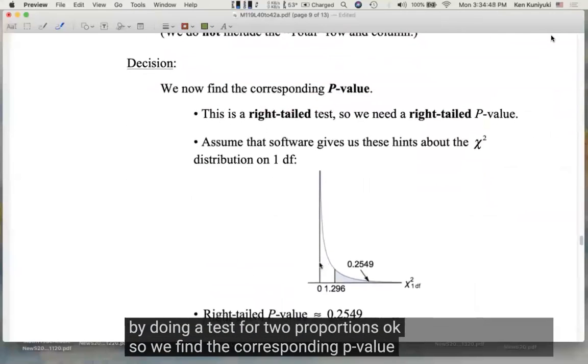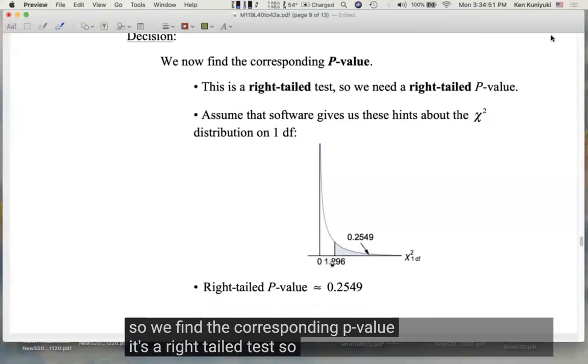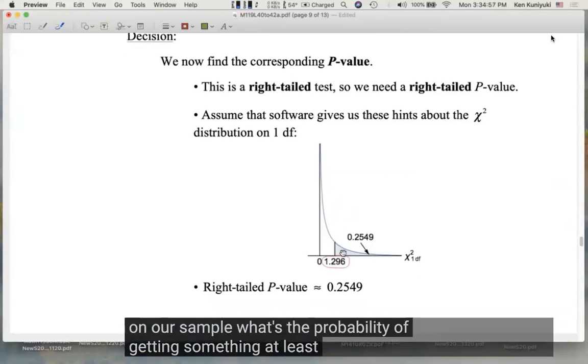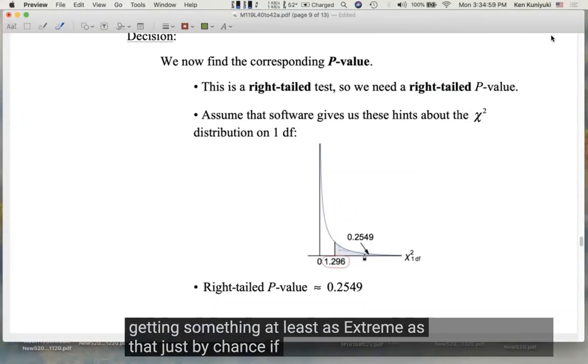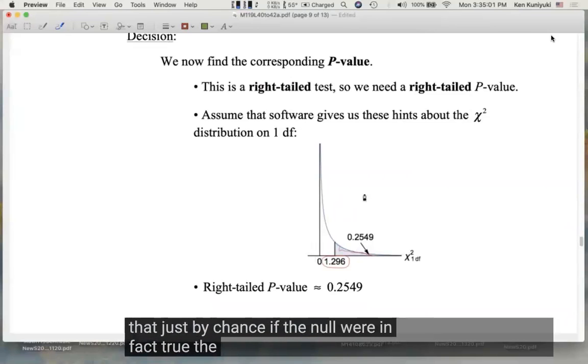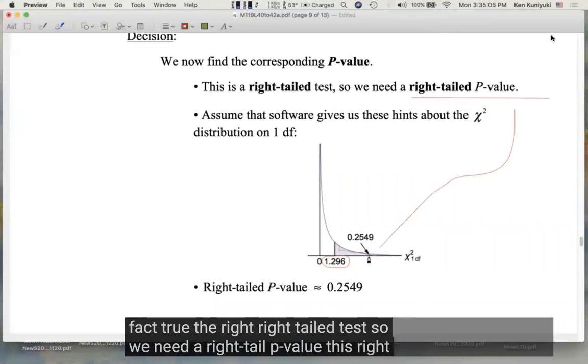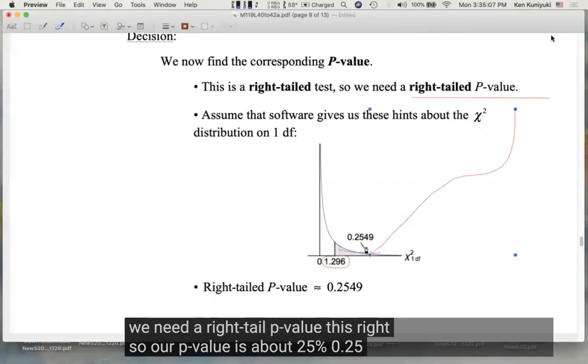Okay, so we find the corresponding p-value. It's a right-tailed test. So the 1.296 is what we got based on our sample. What's the probability of getting something at least as extreme as that just by chance if the null were in fact true? The right-tailed test, so we need a right-tailed p-value. This right-tailed p-value is about 25%, 0.2549.